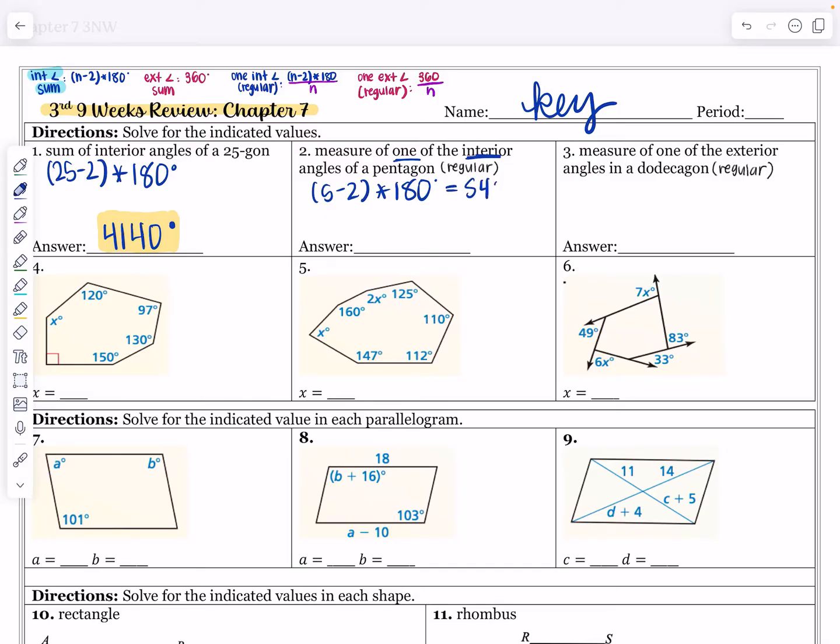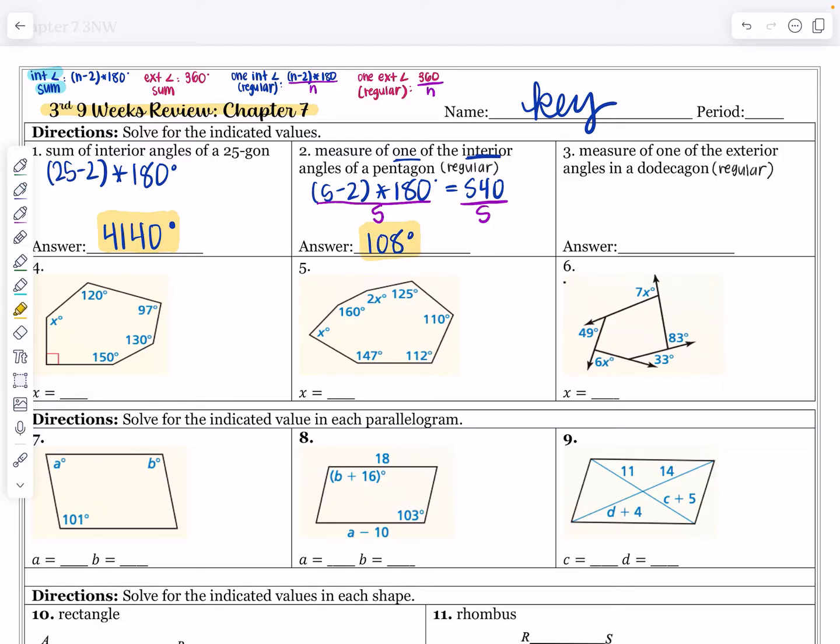But what am I going to do with 540? I'm going to divide that by the number of sides, because in a regular pentagon, all 5 angles that live inside of that pentagon are going to be the same degree. So I can divide 540 divided by 5, and that is going to give me 108 degrees for all 5 of those interior angles. So what is the measure of just one of them? It would be 108 degrees.